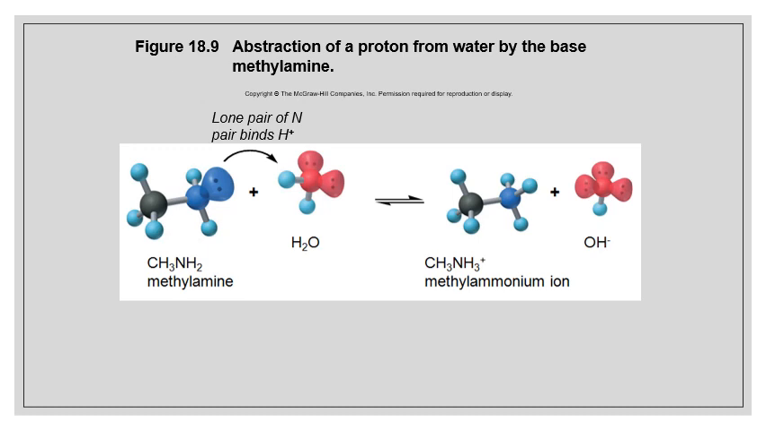We have CH3NH2. We have the water where one of the hydrogens will cleave off and will attract to those lone pair of electrons on the methylamine and will form the methyl ammonium ion, CH3NH3+, and we'll be left with the OH minus as a result.